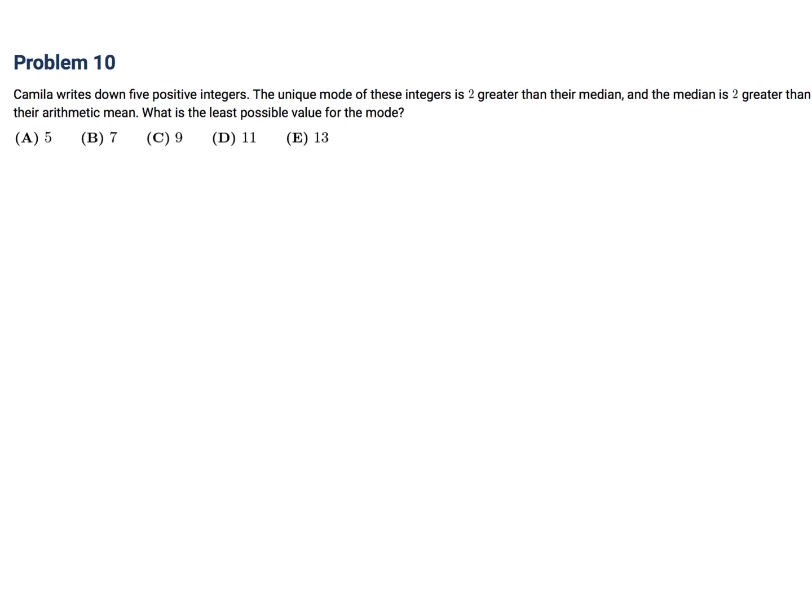Okay, so we have 5 integers, right? But there's a mode in there, so there has to be one value that appears at least twice. So I'll just call it D, and I'll make it appear twice. I'm not really sure how many times it appears, but let's go with this. Then they say the unique mode is 2 greater than the median. The median is the middle value, so that's C. So the mode is D, and it's 2 greater than the median. That means D is equal to C plus 2. So that's our first equation.